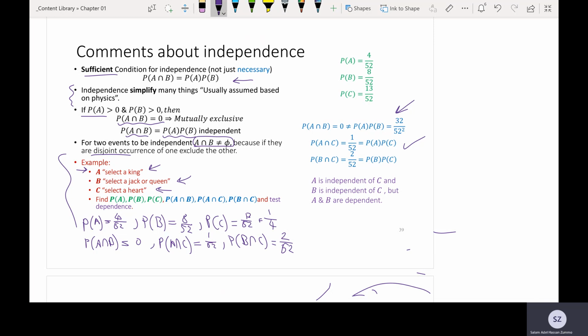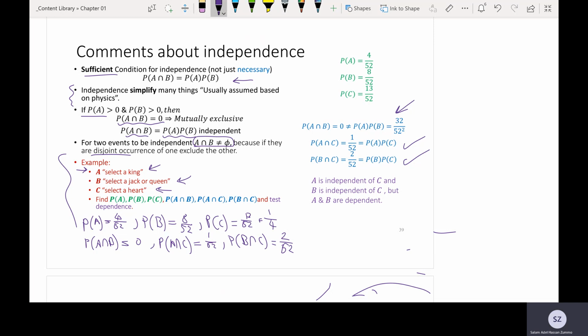Now B and C, selecting a jack or a queen, selecting a heart. Mathematically, you can check that this is valid. So it means that they are independent. And as mentioned before, you can select the jack or queen without affecting whether it's a heart. And vice versa. If it's a heart, it can still be a jack or queen. The probability of jack or queen given heart doesn't change whether given heart or not.